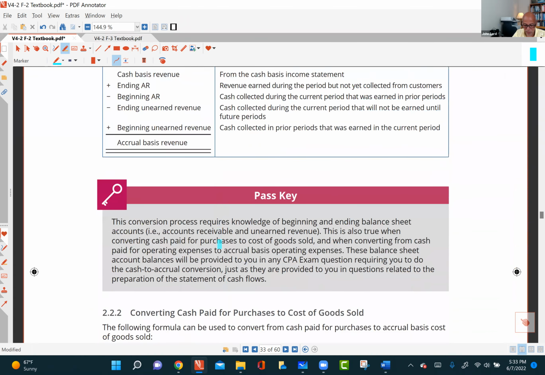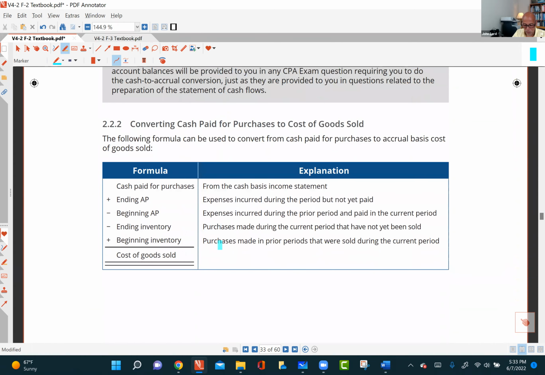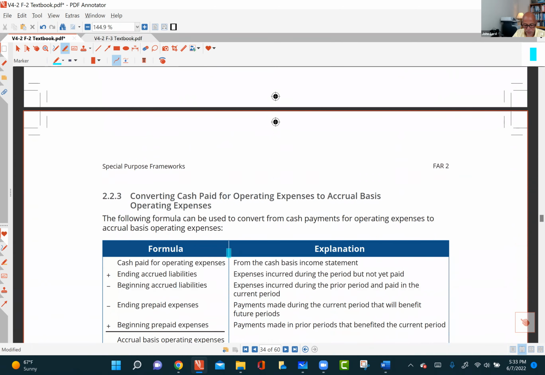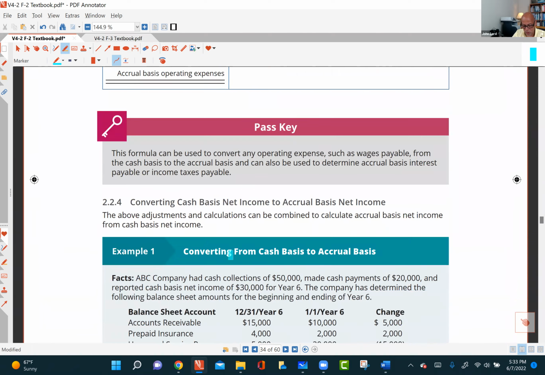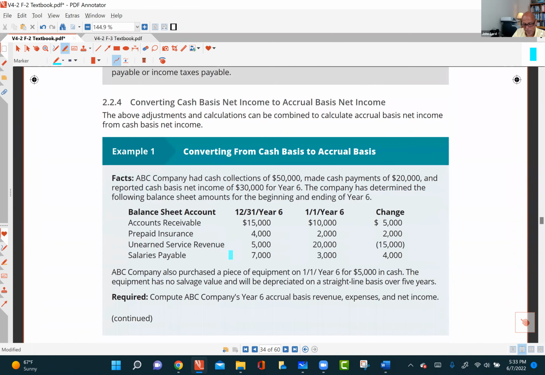Now, I don't care for the way Becker presented how to do this stuff. So that's why I gave you my own flashcard. You may want to look at what they're giving you. That's okay. If you like their method better, I'm not going to get my feelings hurt. I just like doing it the way I'm showing you. So I'm showing you a different alternative here.